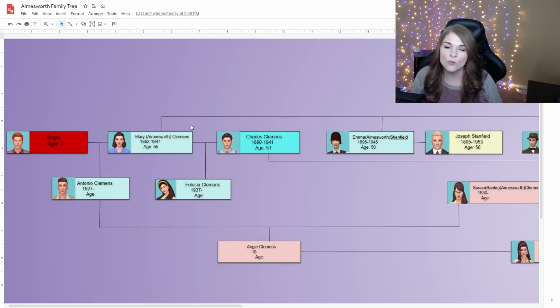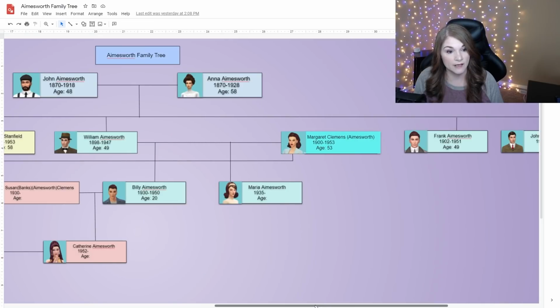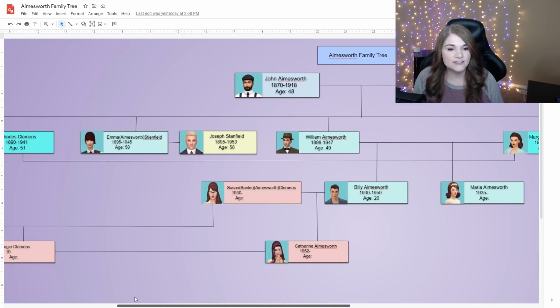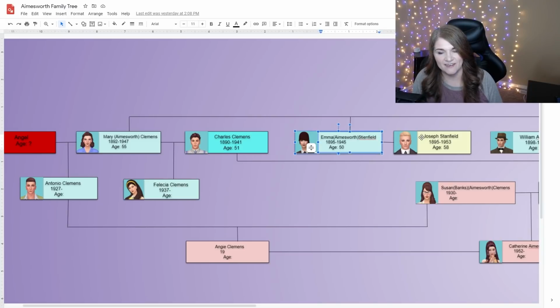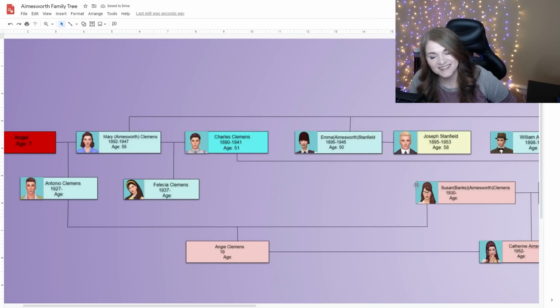So I don't remember Charles and Mary fighting that much. I do, however, remember Margaret and William fighting a lot. After Mary got married to Charles, Emma got married to Joseph Steinfield. Which is it, Jen? Wow. I have them as two different names. It's Stanfield. I don't know why I have Steinfield here. Anyways, excuse my typos. So Emma got married to Joseph. Now, they never had any kids, and she died at the age of 50, and he was 58.